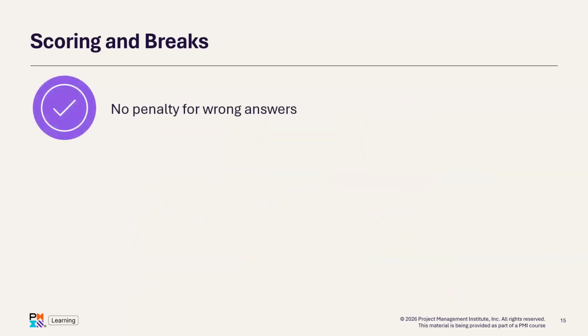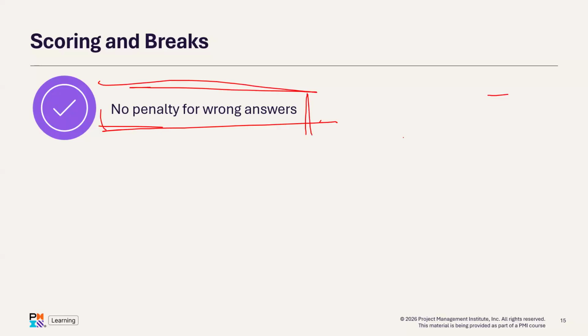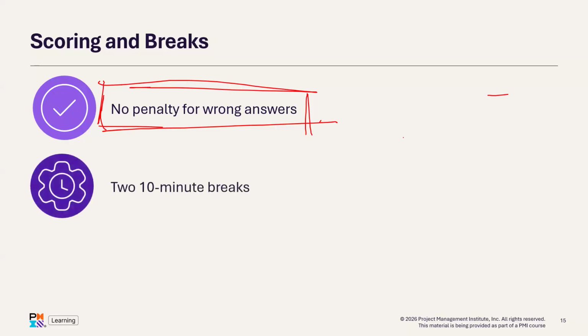So this is the scoring. No penalty for wrong answers. If you get a question wrong, you won't be penalized. So it is not a +1 -1 kind of concept. So because of that, don't leave any question unanswered. If you don't know it, just pick an answer. All right, don't leave any question unanswered.